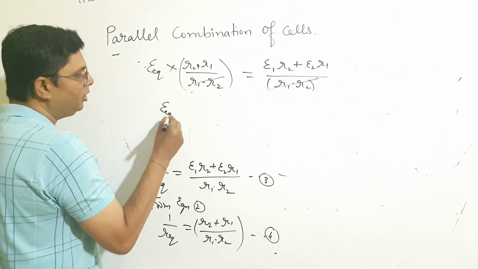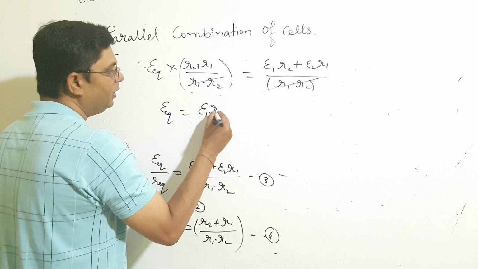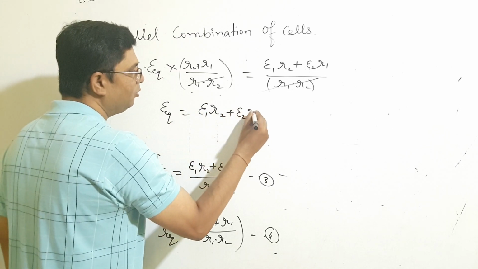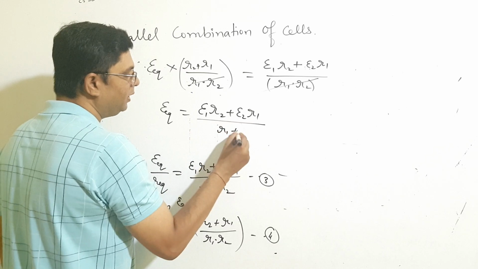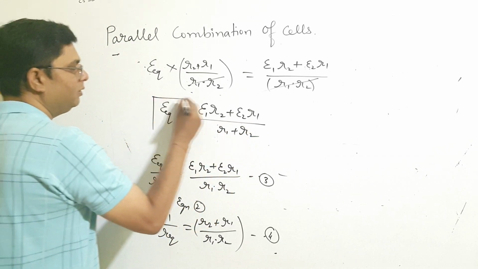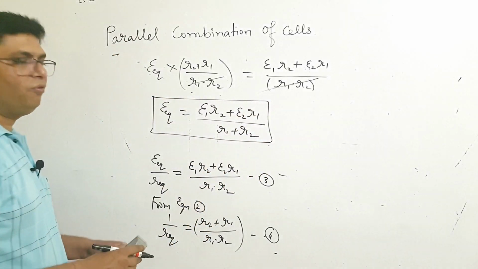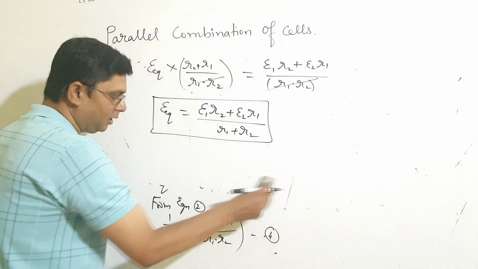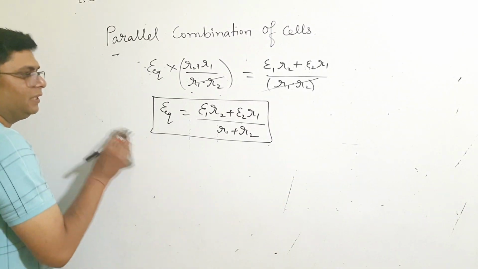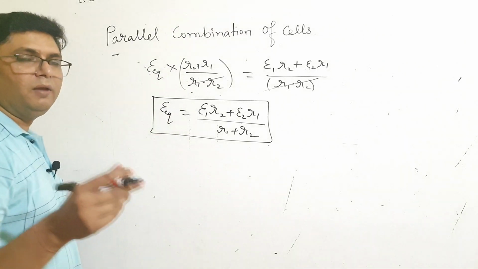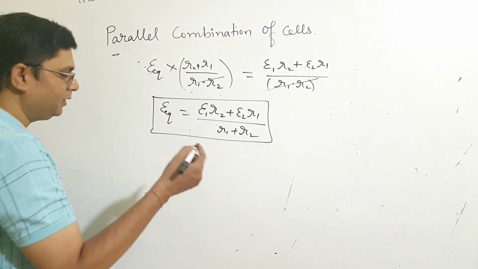So we have E equivalent equals E1 R2 plus E2 R1 upon R1 plus R2. This is the equation for equivalent cell in parallel. But if you have n cells, then you can write like this.